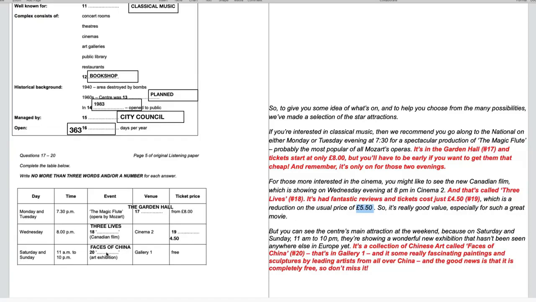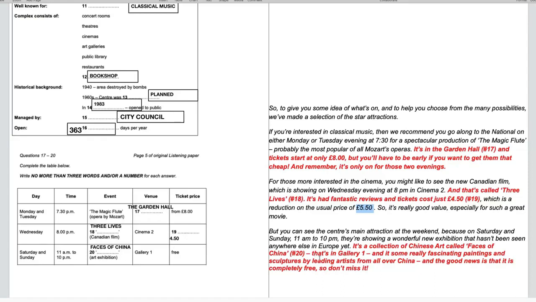Okay, the last one, we have number 20. It was at the very end. Now, it says again, Saturday and Sunday, 11 a.m. to 10 p.m. Many, many keywords and many clues for us. We see that it is a collection of Chinese art called Faces of China. So I went ahead and wrote that down. There are a couple of keywords after as well, so this is a bit more difficult.